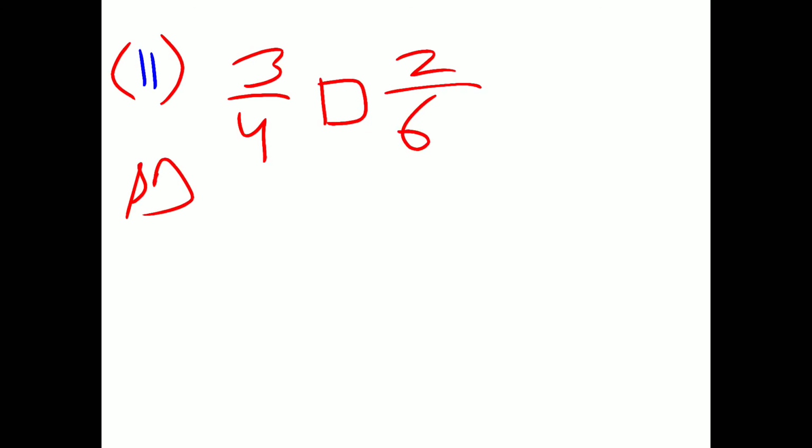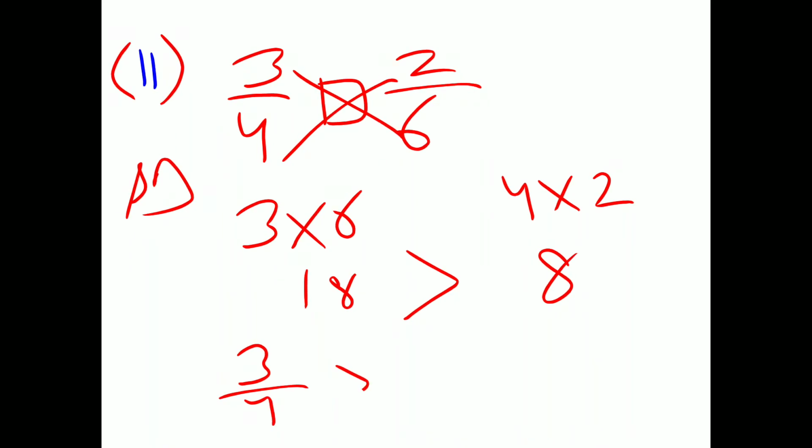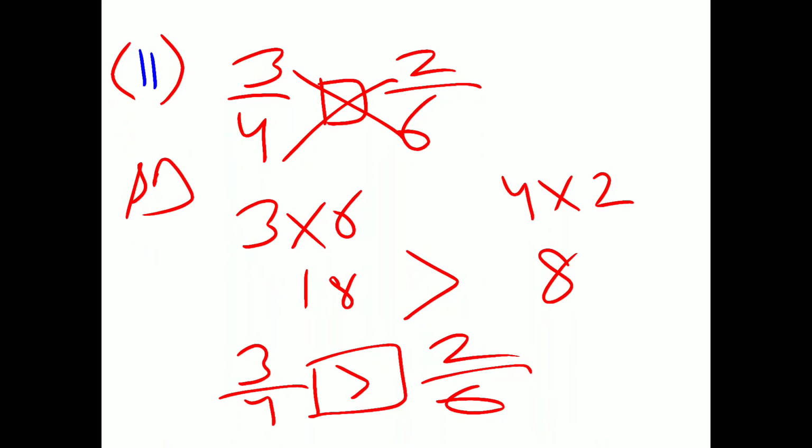You have to do cross multiply. Mean 3 you multiply with 6 and 4 you multiply by 2. Now 3 sixes are one side you do, 4 twos are one side you do. 3 sixes are 18 and 4 twos are 8. Which is the greatest one? This. So answer is 3 by 4 is greater than 2 by 6. This is the answer. Clear?